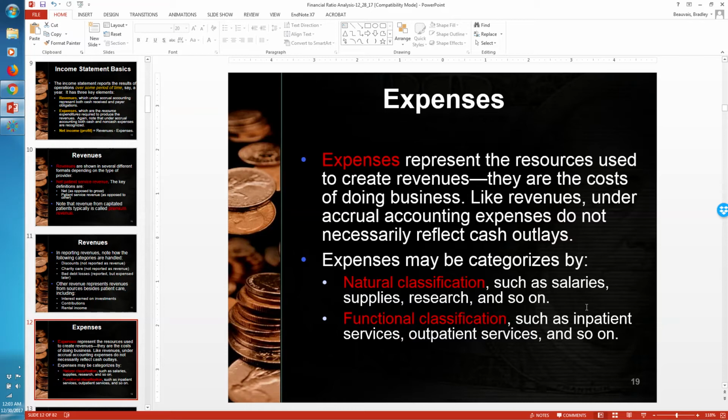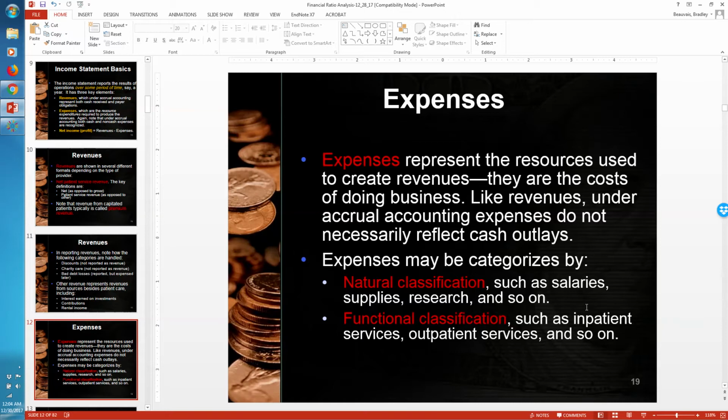A natural classification is, for example, all salaries across the entire organization. Okay, a functional classification is going to have it broken down by, like we say here, either inpatient services or outpatient services, or it might even be more granular than that, where we have a functional classification by pediatrics. So all the salaries within pediatrics, for example, that then, of course, need to be rolled up at some point to show all the salaries, wages, and benefits for the entire organization.